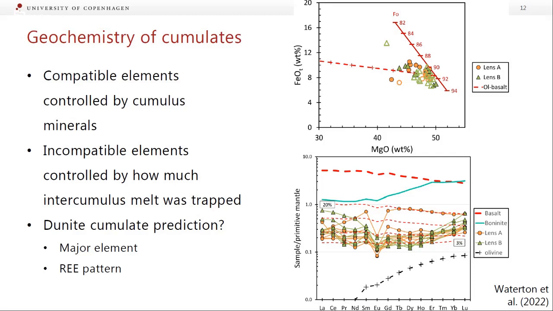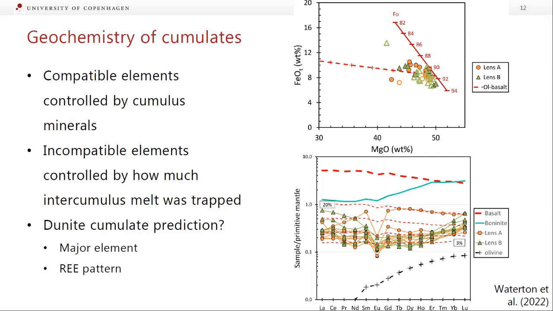Up in the top there, you can see a plot of iron against magnesium. The Fo is the forsterite content of ideal olivines. And you can see here that these are dunites, which are very, very pure olivine. Most of the bulk rock compositions, which are the green triangles and orange circles, plot very, very close to those ideal olivine compositions. So we basically just have olivine with a very small amount of melt.